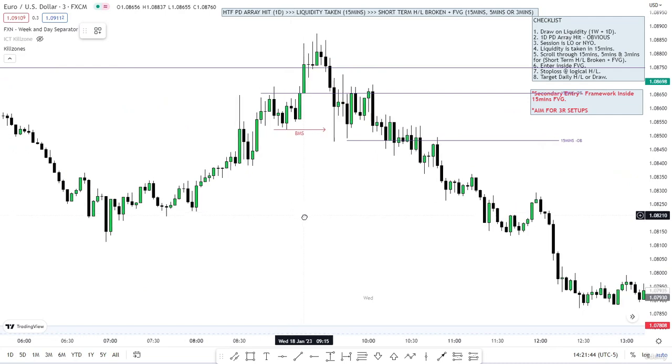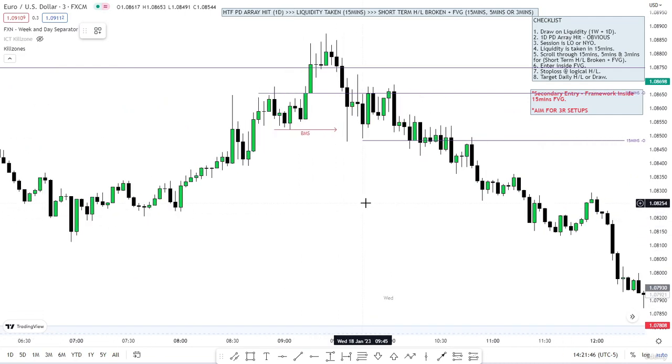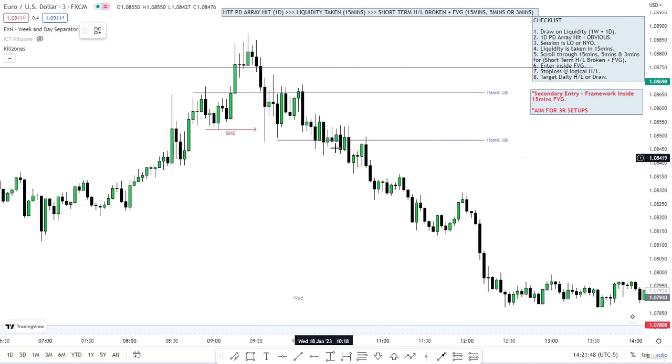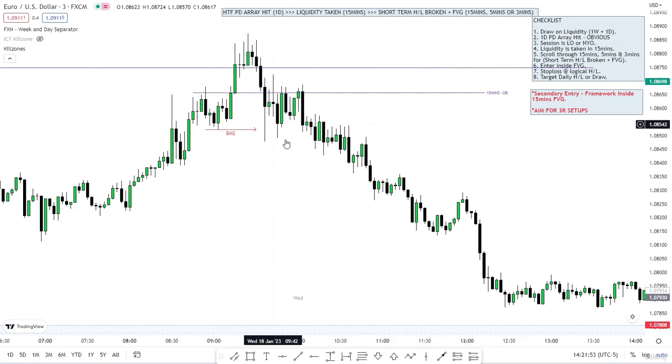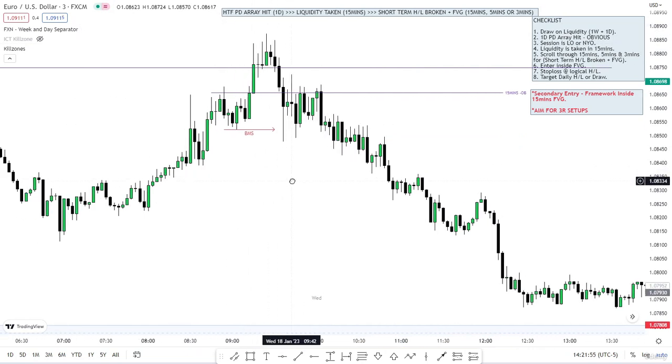So after we took out, perfect. So I think this order block, I can move it. It's not relevant to what I want to show. What I wanted to show you guys is this.